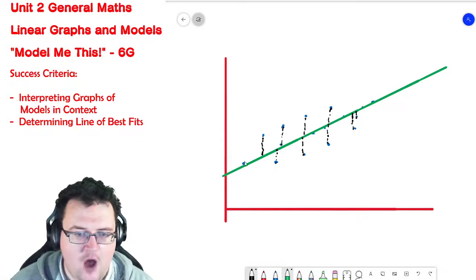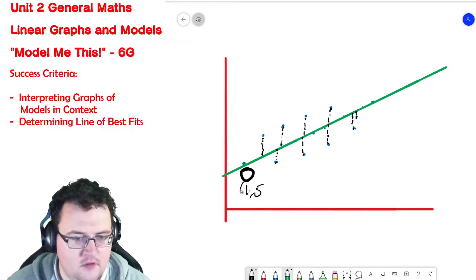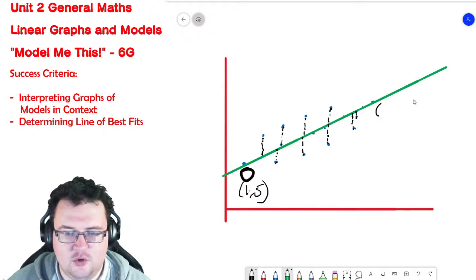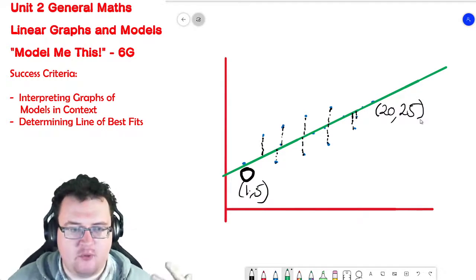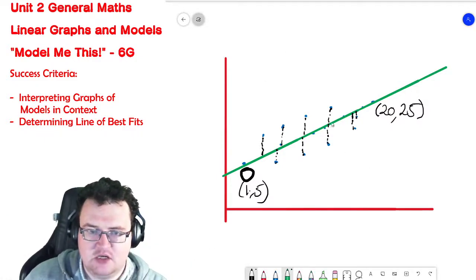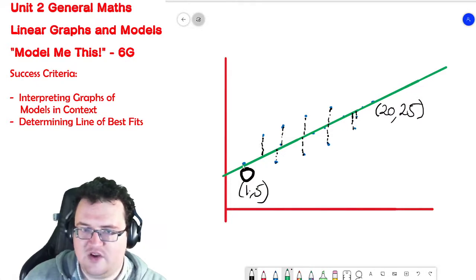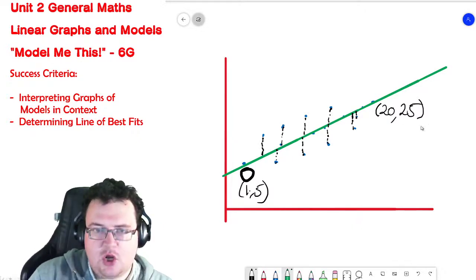So what I could then do is, if I know this coordinate here, so if I know this could be 1, 5, and this one over here is, I don't know, 20, 25. I could make an equation that approximates the line of best fit, and then I can make predictions regarding where everything should be. All right.